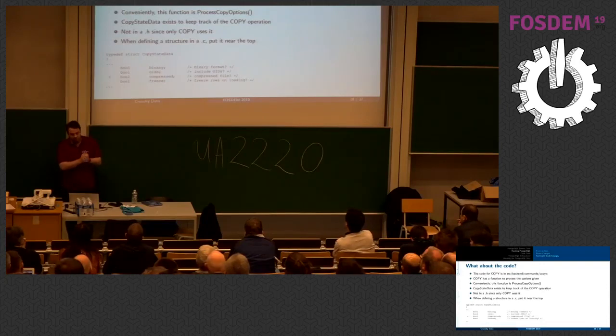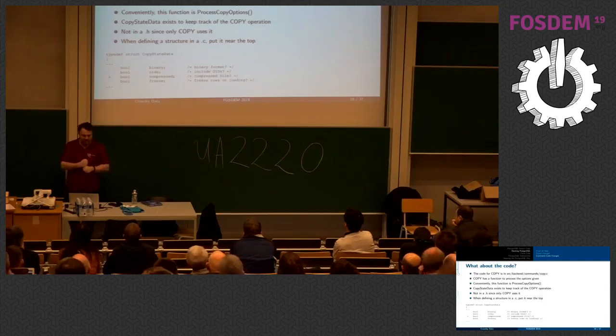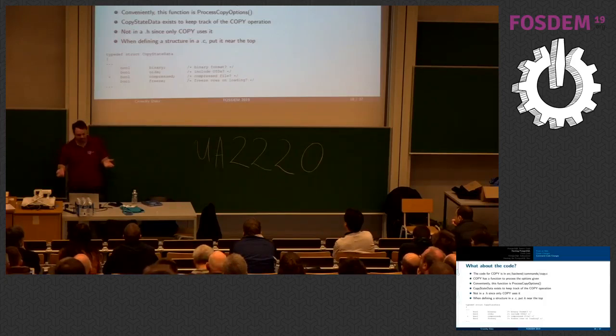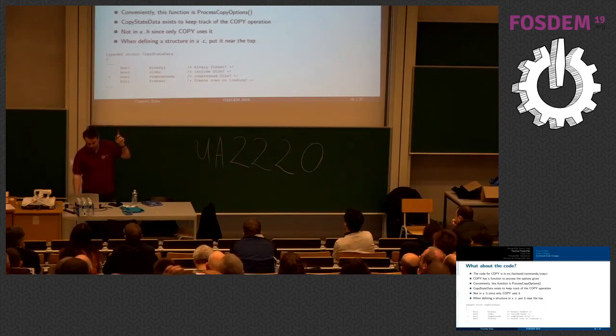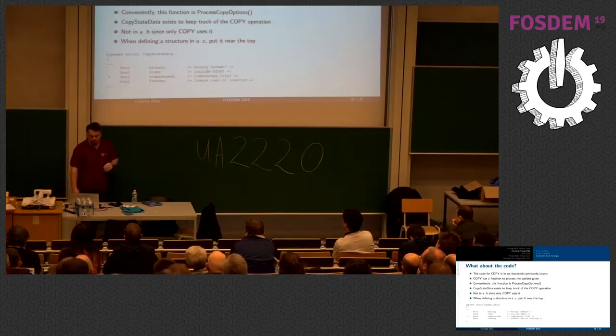All right, so now that we've got this in here and in the code, right, what are we doing next? So the code for copy is in src/backend/commands/copy.c. Copy's got a function to process all of the options that are given. That's pretty convenient. So what we're going to do is add a new Boolean into this code, right, to keep track of this. So this is inside of our structure. We're adding a new item to this .h that's going to be basically, is this a compressed file or not?